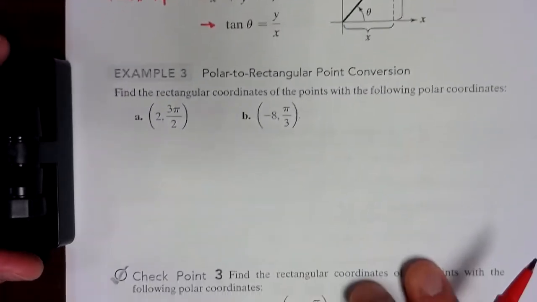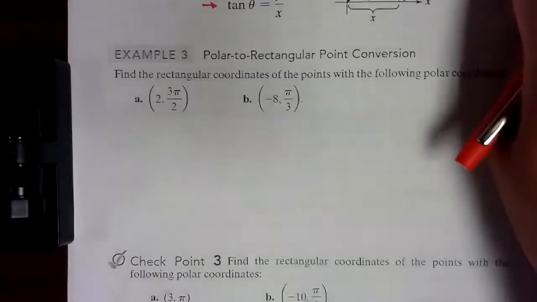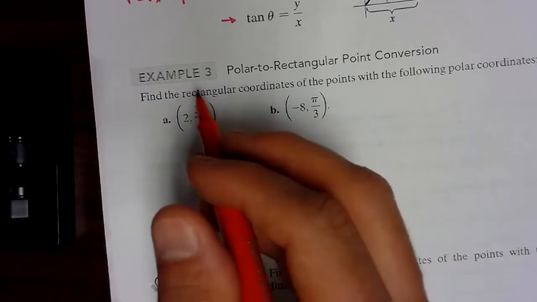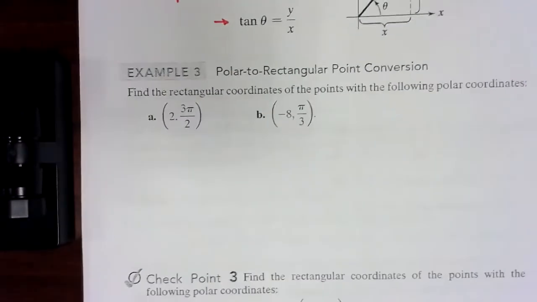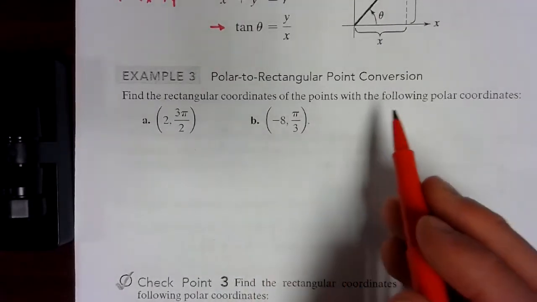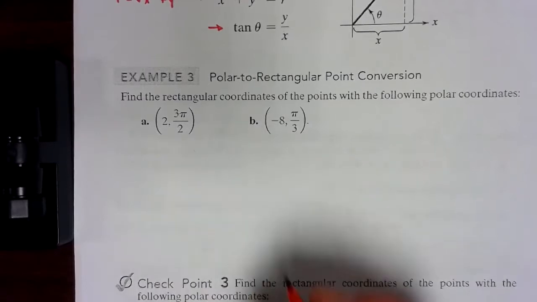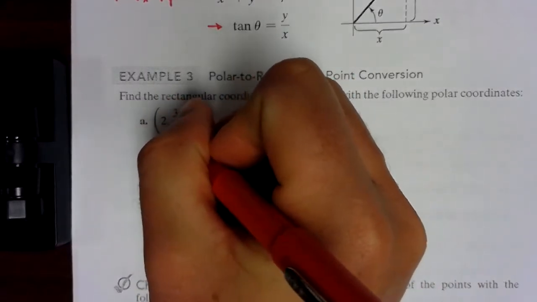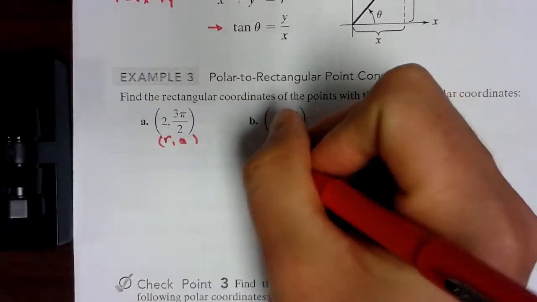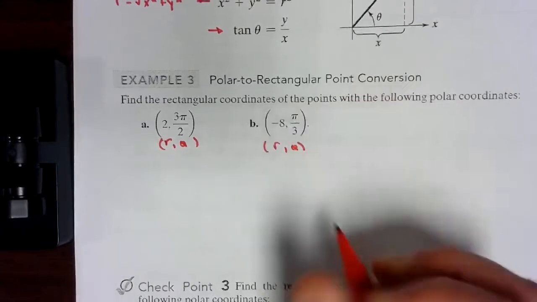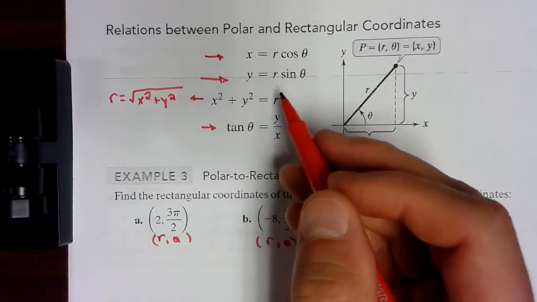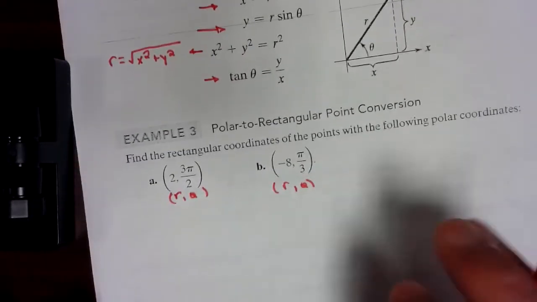So let's jump right into it. Hopefully keep this video pretty short. So it says find the rectangular coordinates. That means we're looking for x comma y of the points of the following polar coordinates. These are polar right now. So remember, this is r and this is theta. So basically what we're going to do is use these top equations to find x and y, and that's really it. So pretty straightforward here.